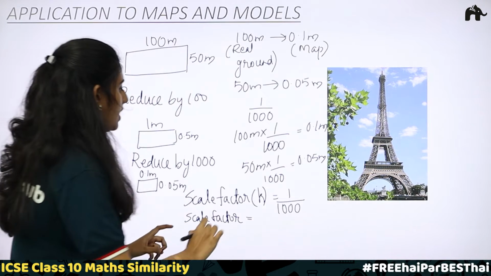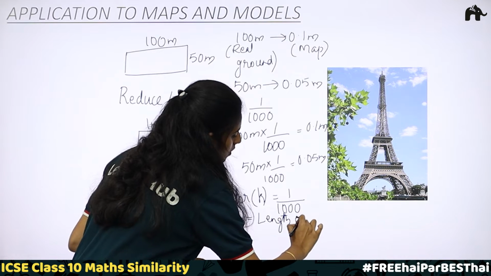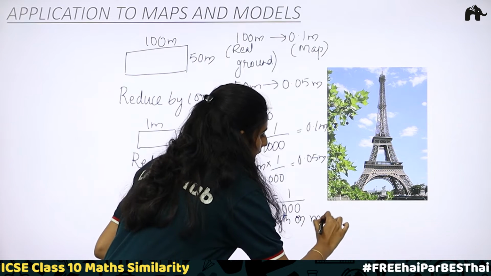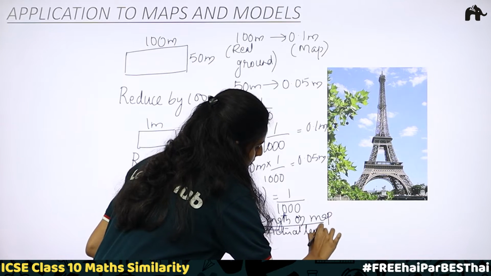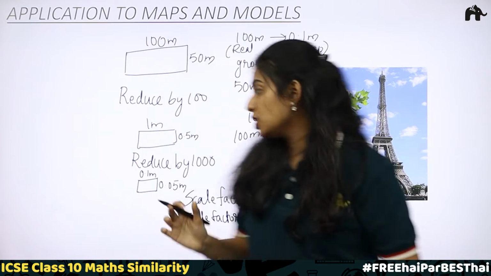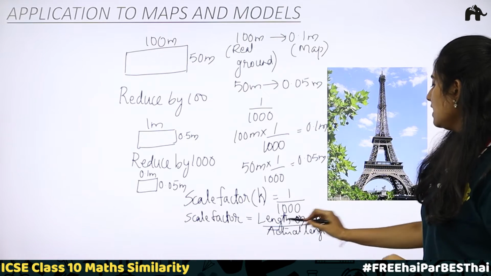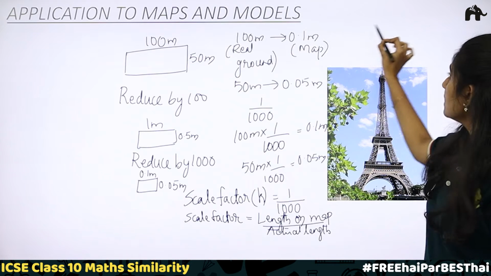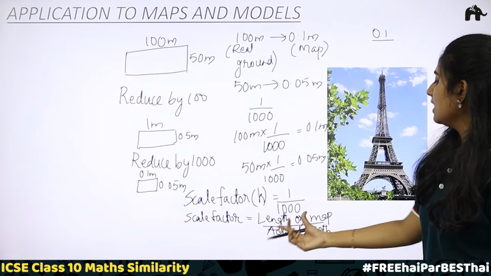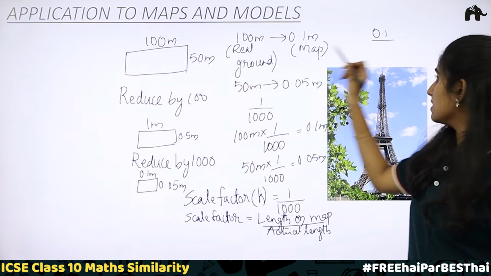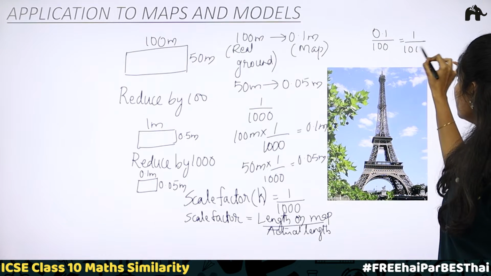Now, scale factor will be equal to the length on map divided by actual length. The length that is measured on map divided by actual length will give you the scale factor. What is the length on map? In this case, the length on map is 0.1 divided by actual length. What is the actual length in this case? Here the actual length is 100 meters. This will be equal to 1 by 1000, right?